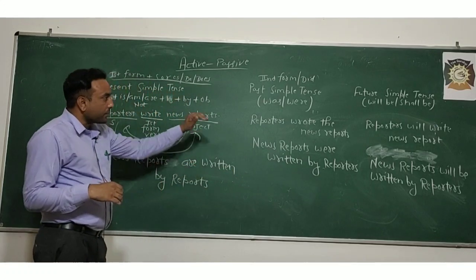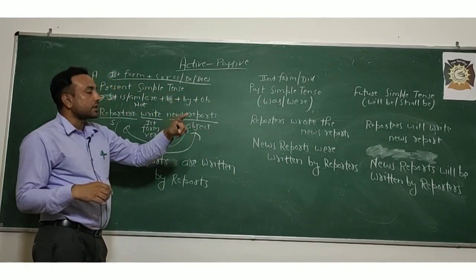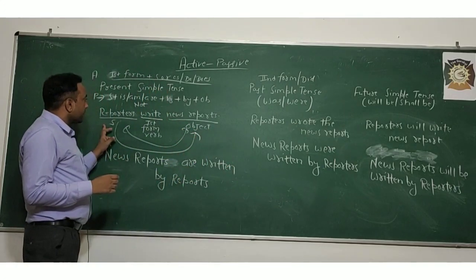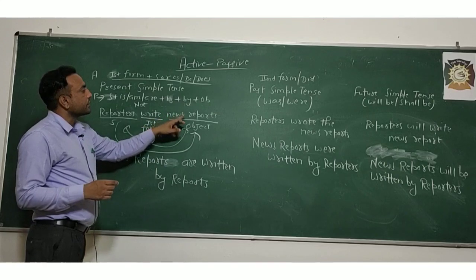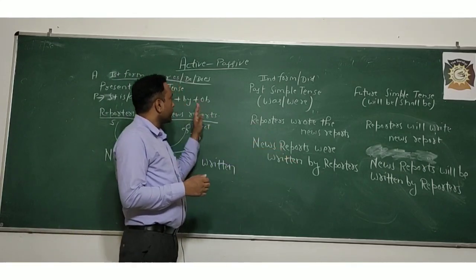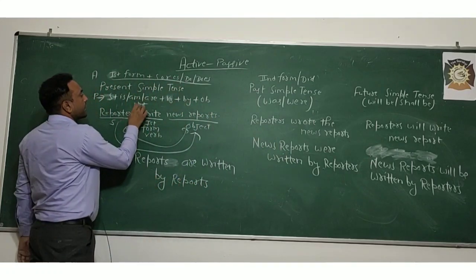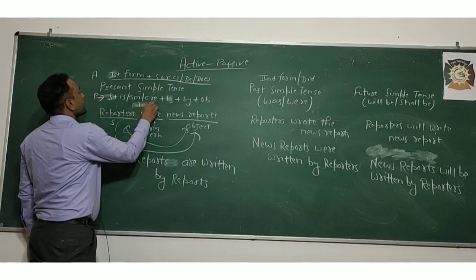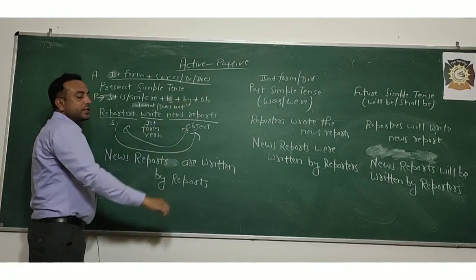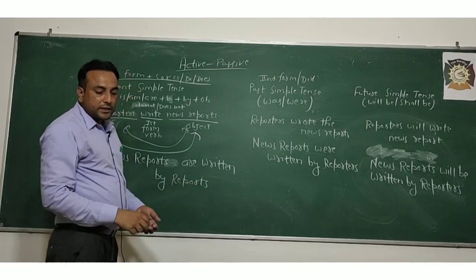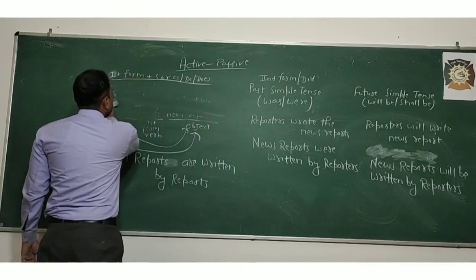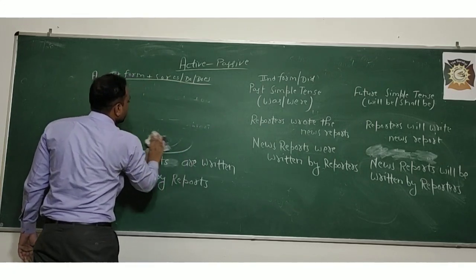And if you have to make the sentence negative, you just have to add "not" after the helping verbs, like news reporters write news reports, and news reporters do not write, does not, and did not are given. So I will clear each and everything with examples. Let me take the examples of negative sentences, then everything will be clear to you.